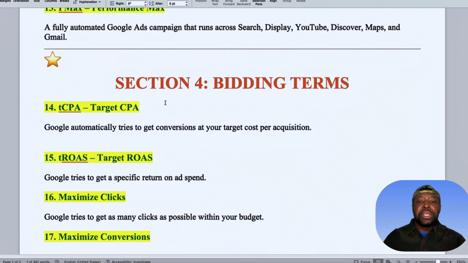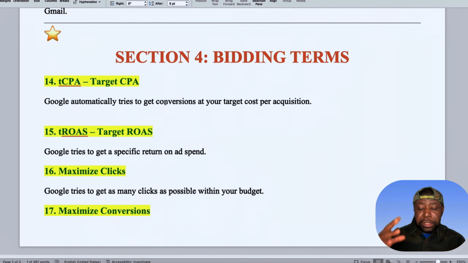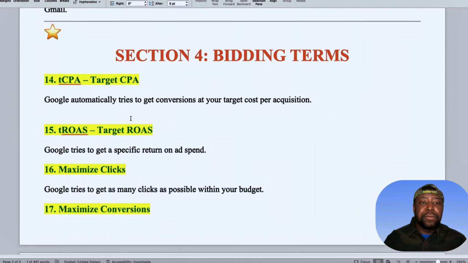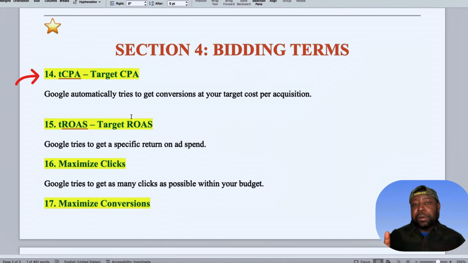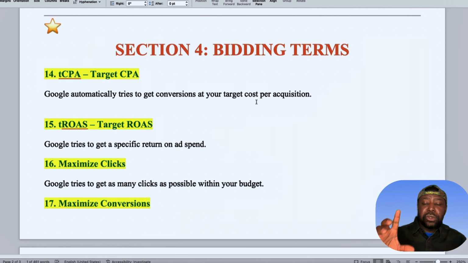Now, section 4, we're talking about bidding terms. This is pricing. This could be a bit complicated for some people, but trust me, it's very easy. You will have to understand this because you don't want to make mistakes calculating this in a wrong way. So the first one is target CPA. CPA, remember I told you, is cost per acquisition or cost per action. Google automatically tries to get conversions at your target cost per acquisition. So when you set your CPA, Google already knows possibly who is going to convert and will use that to get your customers. That is what tCPA stands for, target CPA.